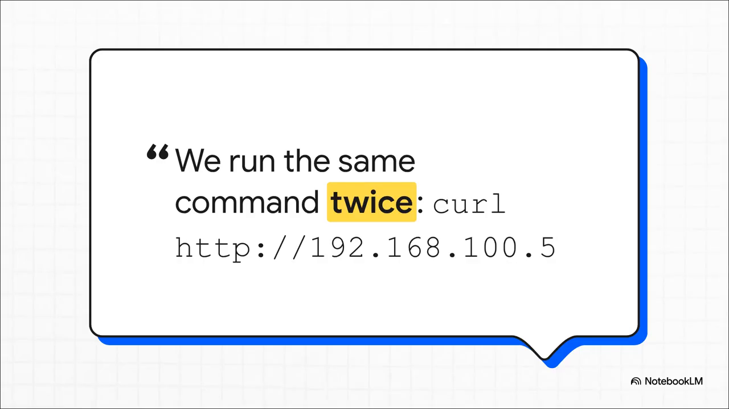And you know what? The test is so simple, it's beautiful. All we're going to do is ask for the web page from the public IP address of our load balancer, not the web servers directly, and we're just going to do it twice in a row.